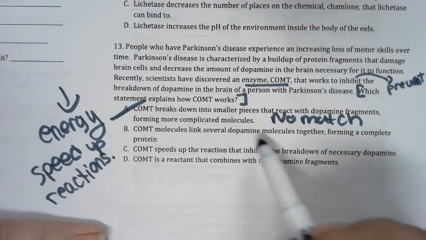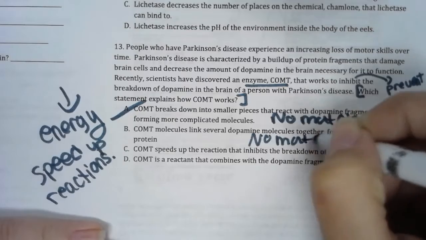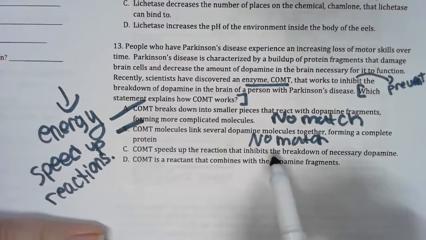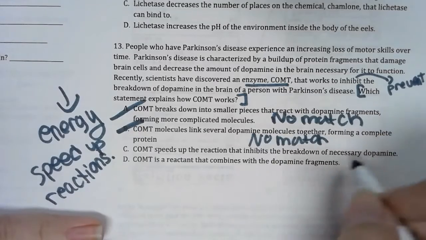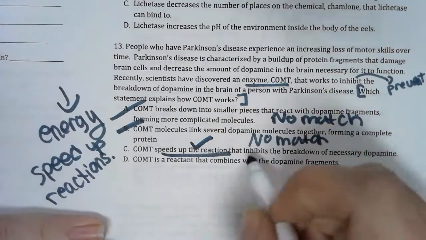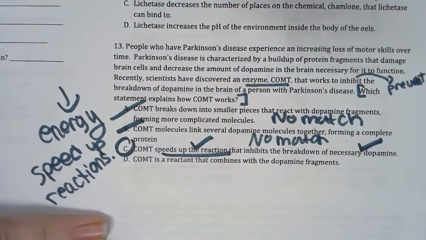COMT molecules link several dopamine molecules together. That does not also match the description here. It speeds up the reaction that inhibits, there, that word inhibits the breakdown of necessary dopamine. Yes, it speeds up reaction. This matches, and this definition matches its function up here, so this is my answer. Flip your page, we're almost done.